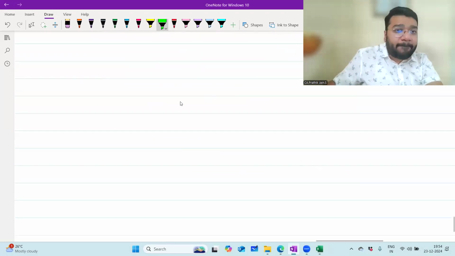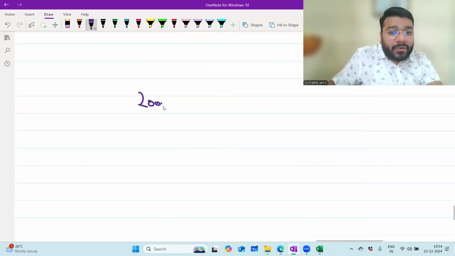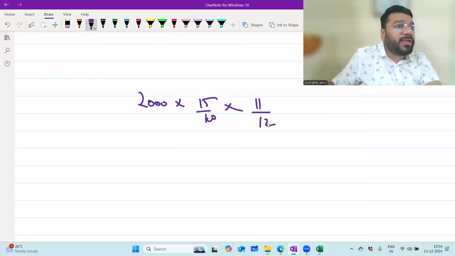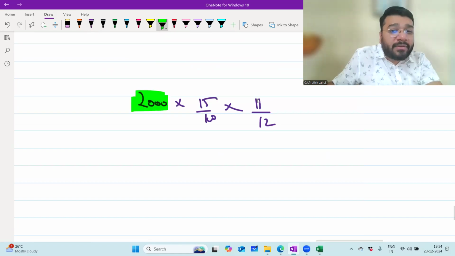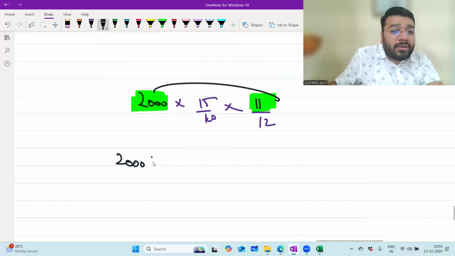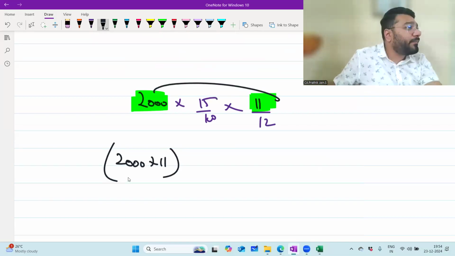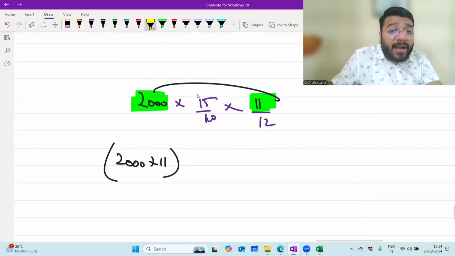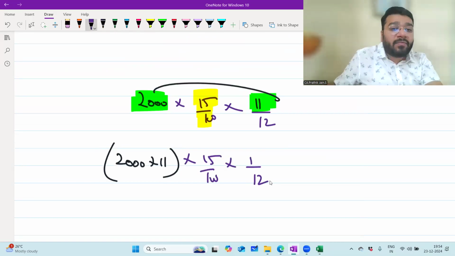So what is the original formula? 2,000 into 15 by 100 into 11 by 12. This is the original formula, no? What they did is, this 2,000 and this 11, they multiplied together and brought it outside the bracket. So now tell me, how does the mathematical formula continue from here? This part will be as it is, into 15 by 100 into 1 by 12. Got it? Yes, sir.